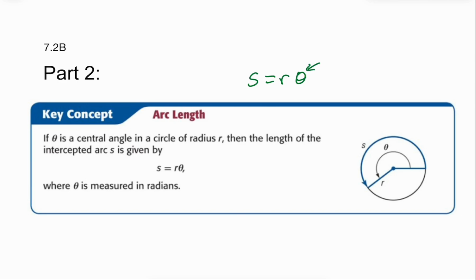This is the central angle measure, but to use this formula, it must be in radian measure. And then this is the radius of your circle. Now this formula is completely related to the fact that the circumference of a circle is 2 pi r, and there's 360 degrees to go around the circle and all of those things. But this is just a way for us to measure arc length using radians. So S equals R theta is a formula that you should know.